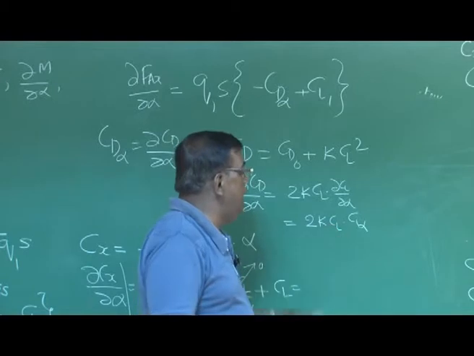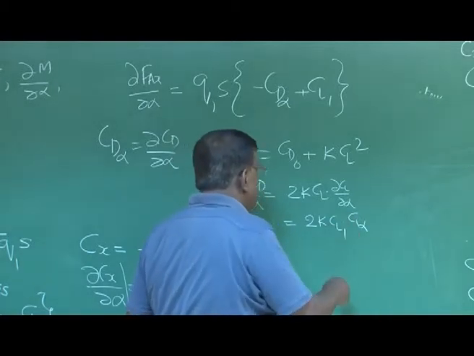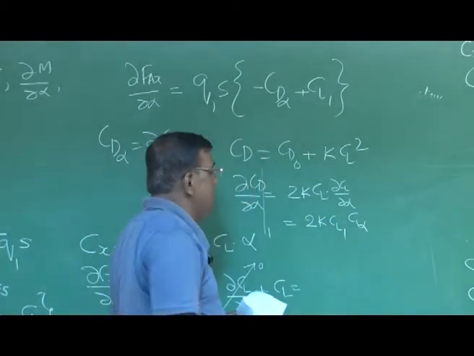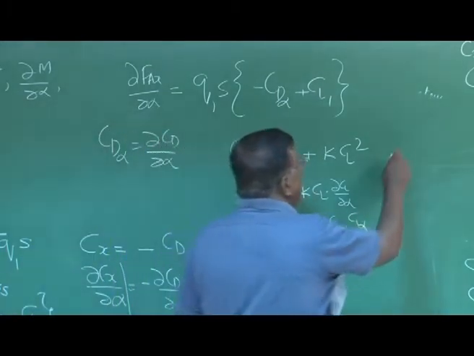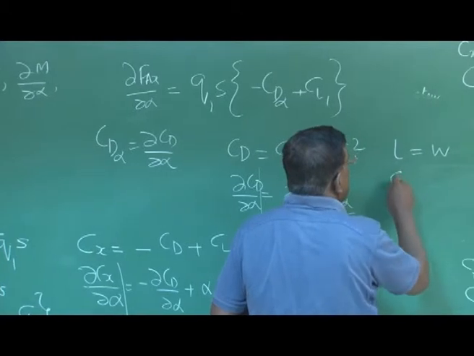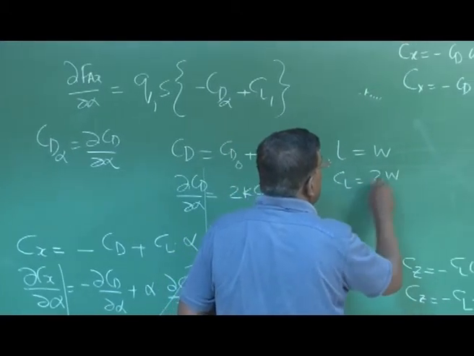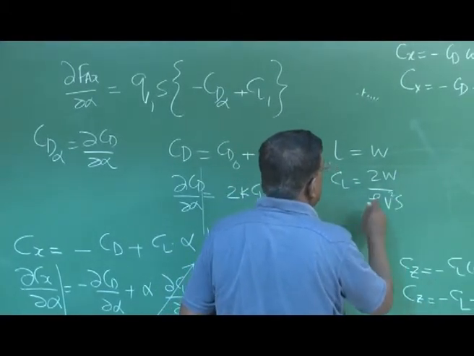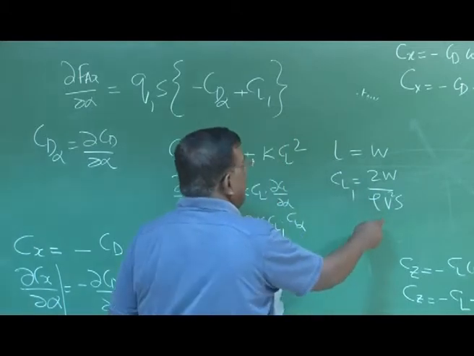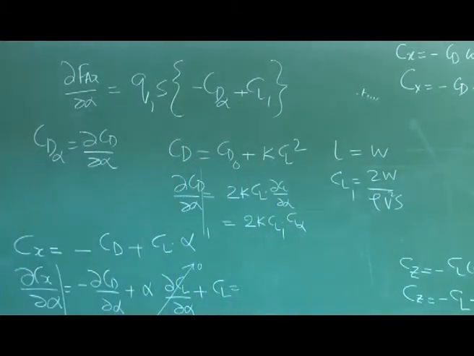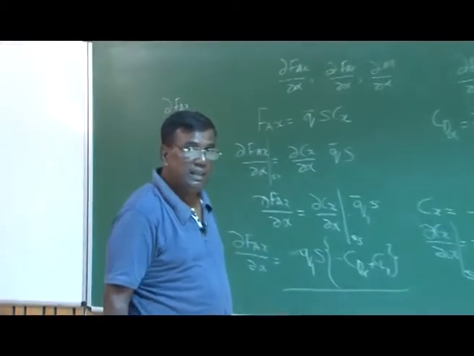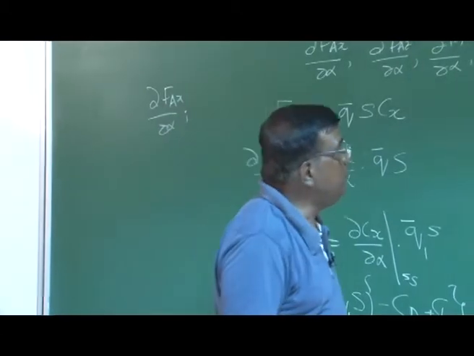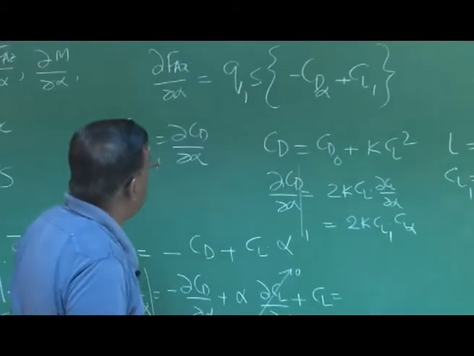If I know what CL this gentleman is cruising, because these are evaluated at steady state, CL1 will be given by CL equal to what? Lift equal to weight. So CL equal to 2W by rho V square S. So CL1 you can easily find out from this expression corresponding to the steady state, corresponding to the cruise, which is our steady state condition.